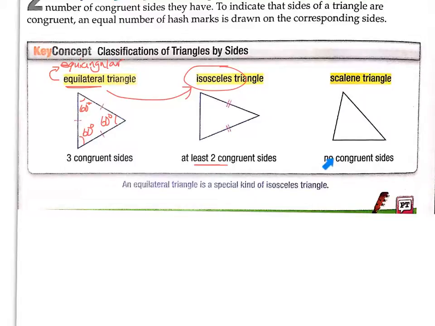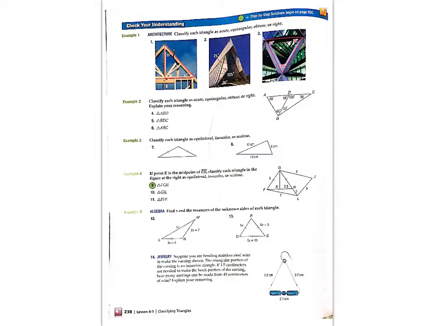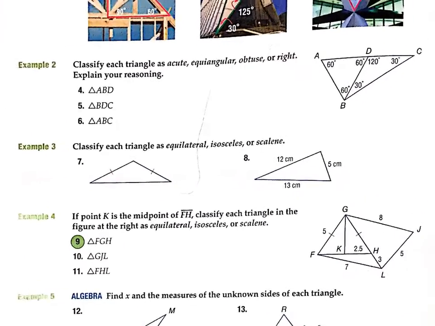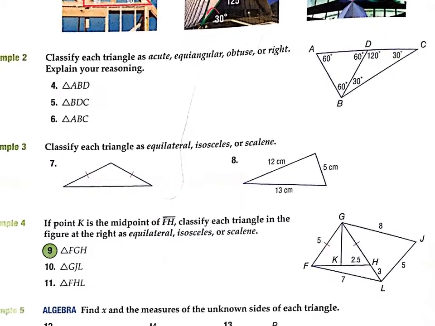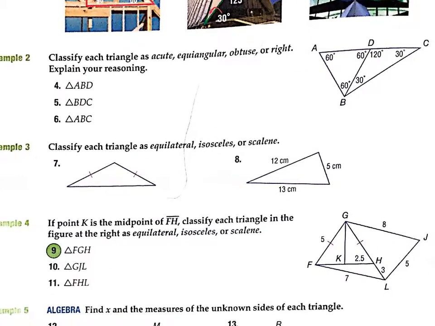There are no sides that are equal to each other. So for scalene, you're going to see there are no hash marks to indicate sides are congruent, or the numbers will all be different. When you classify triangles, you have to classify them in both ways, angles and sides. So here we're going to classify by angles.